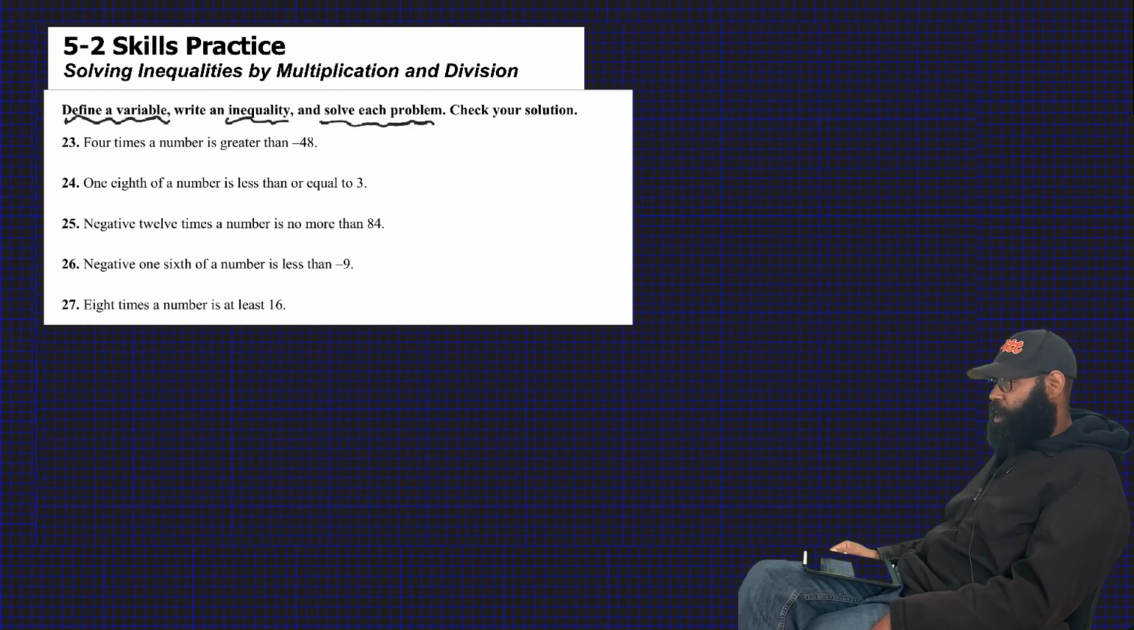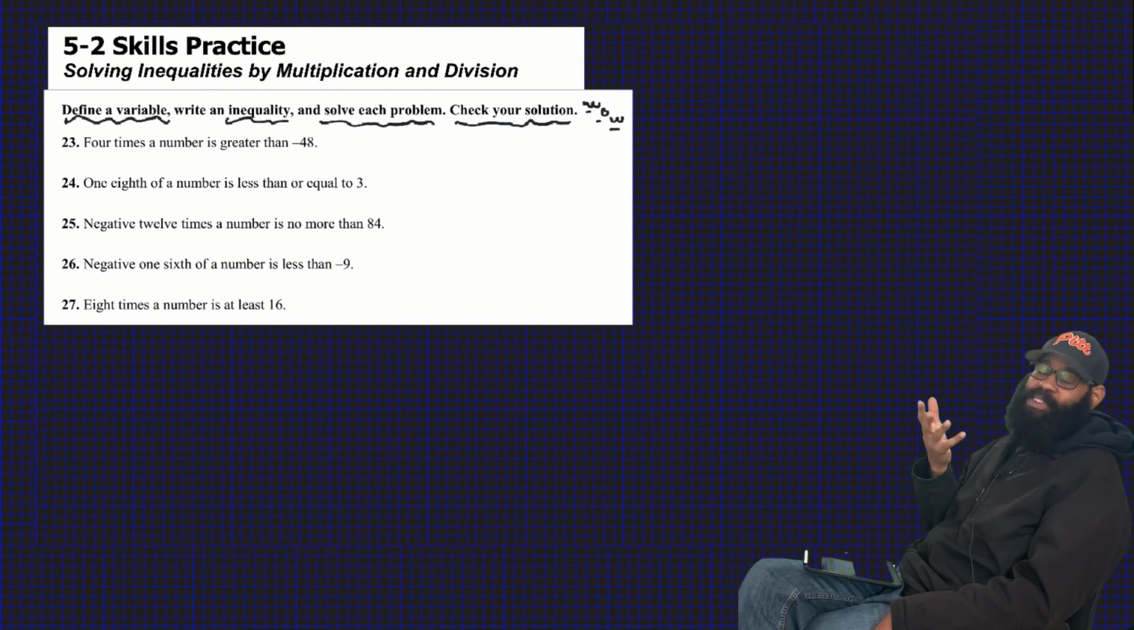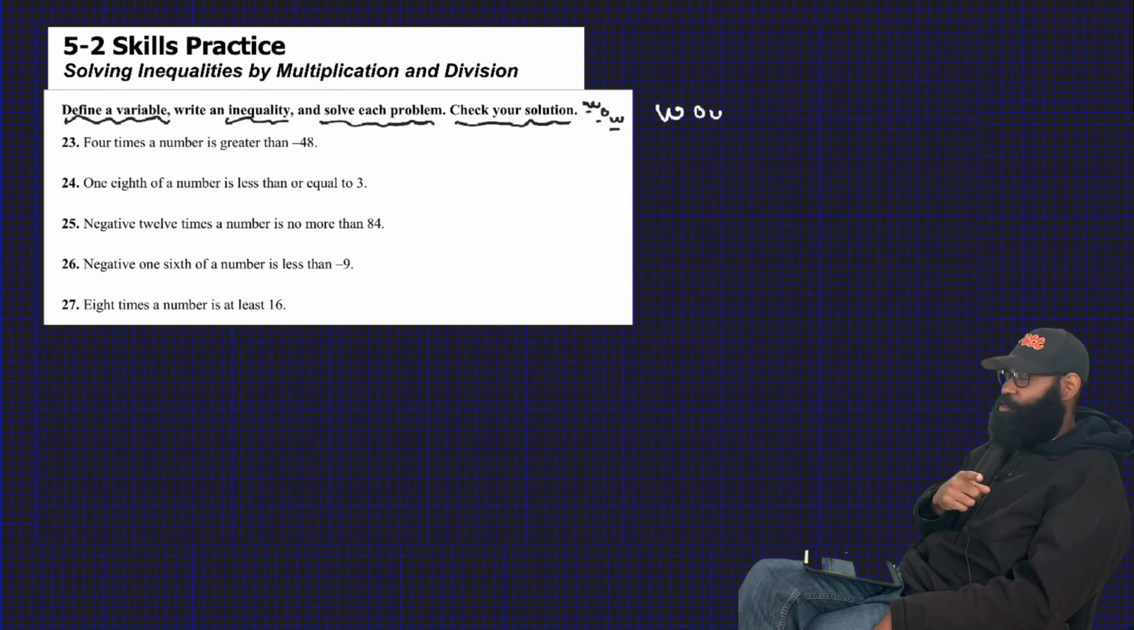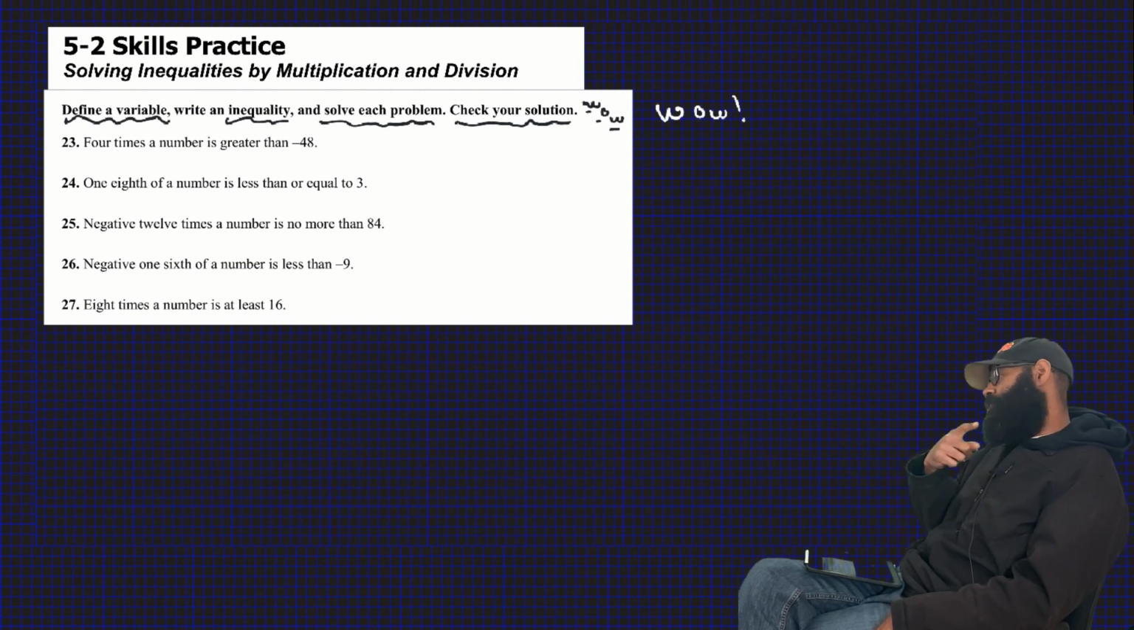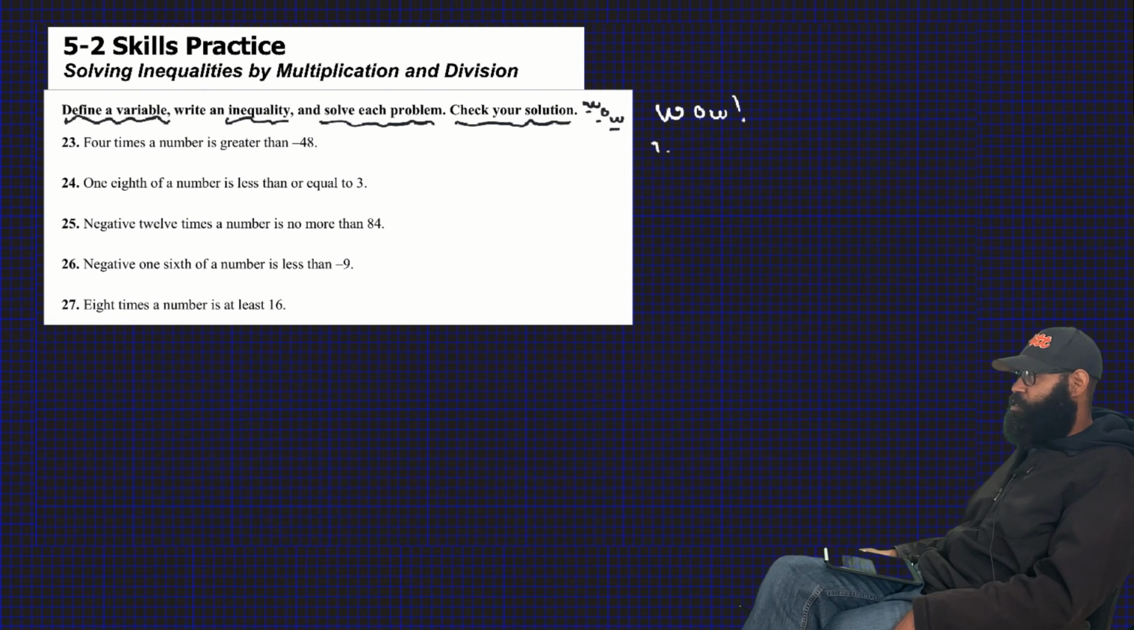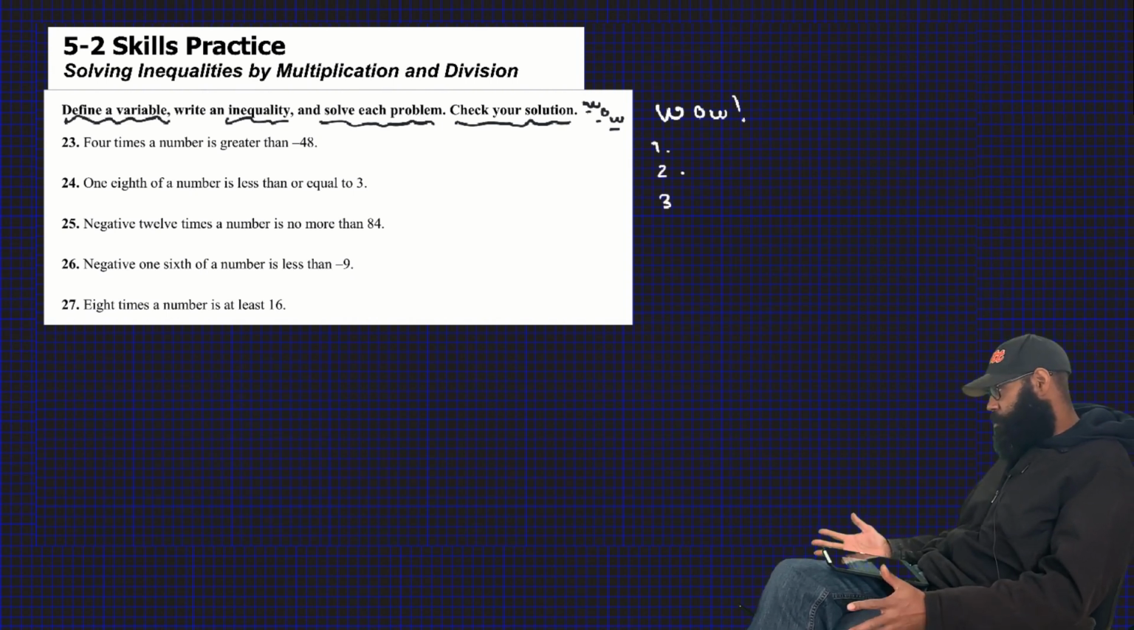This time we're going to define a variable. Looks like they're all going to be n for number. Write the inequality, and then of course solve each problem. Check your solution. We'll see about that, right? Meaning you're here for understanding, and if you understand it, you got it, and checking your solution is always good for us. Let's get it done.